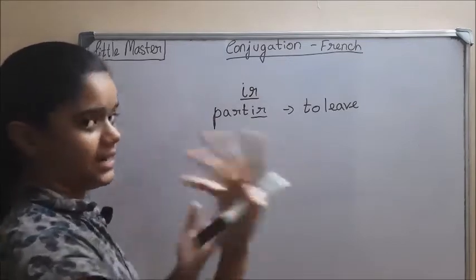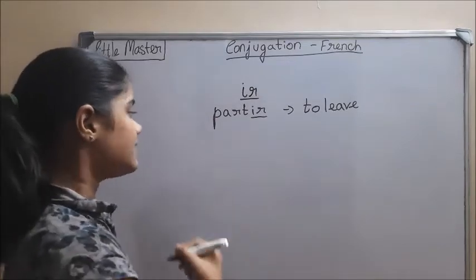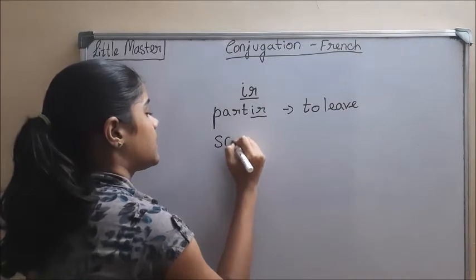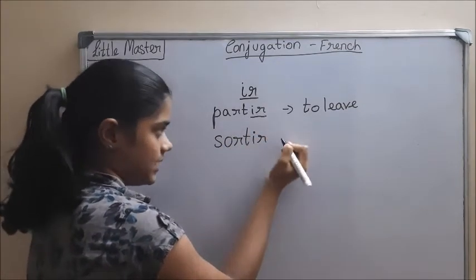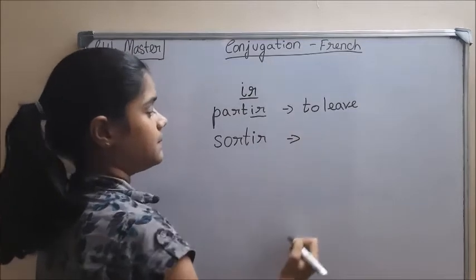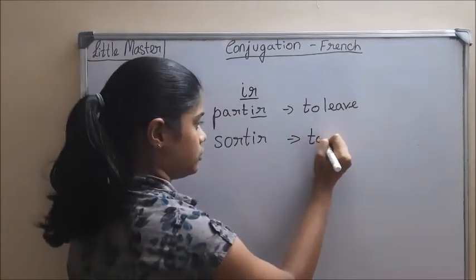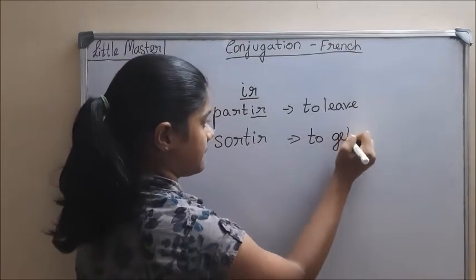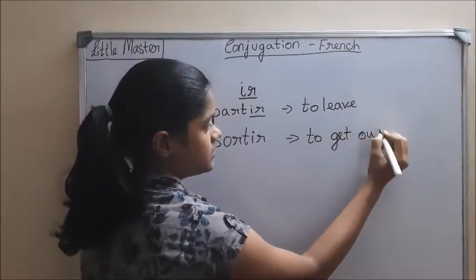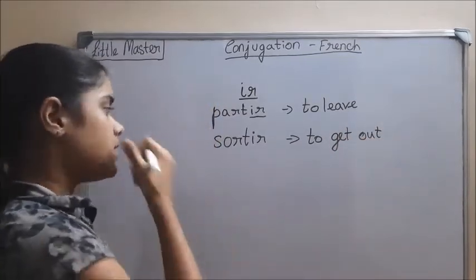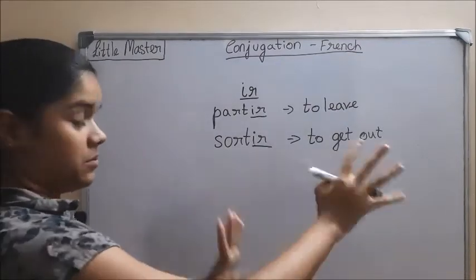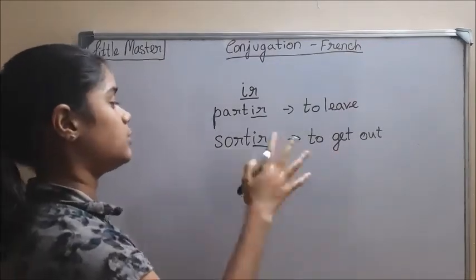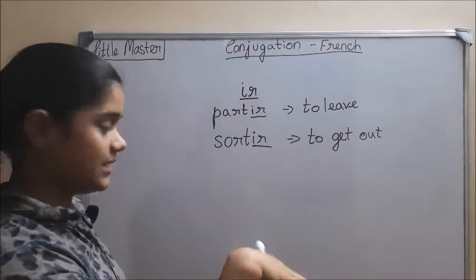PART and endings. Okay. Now the next verb is sortir. Okay. Sortir. Sortir means to get out. To get out of this place. Yeah. That's how it is. Now the ending is IR. Now we're just removing this IR, then we conjugate it with the endings of IR verbs.